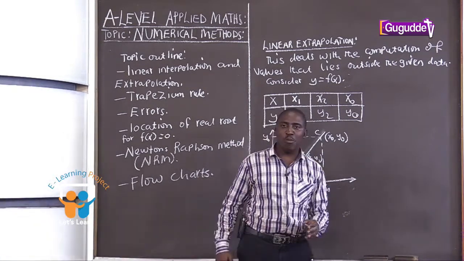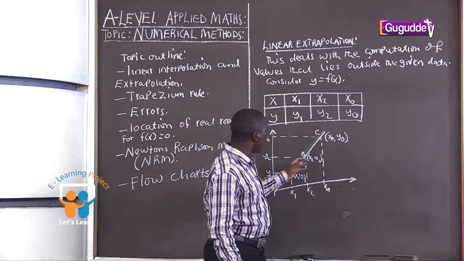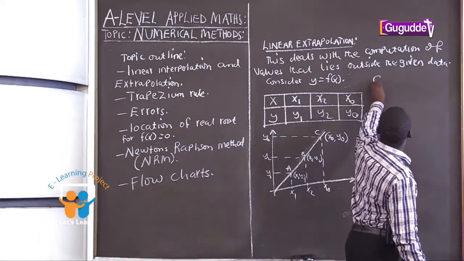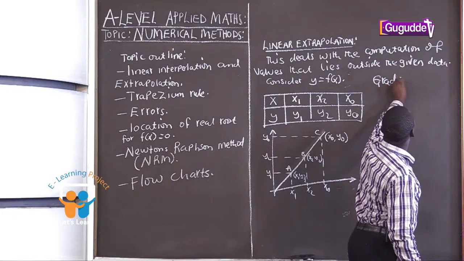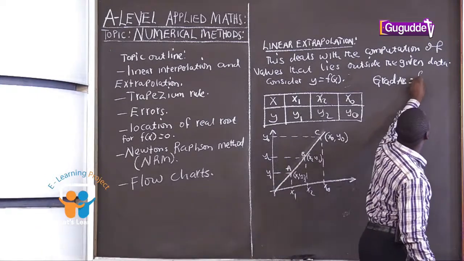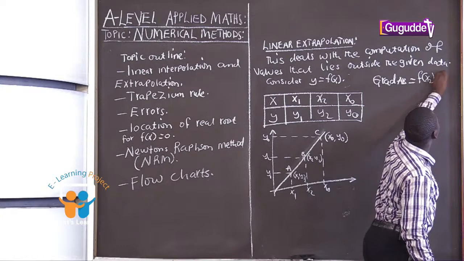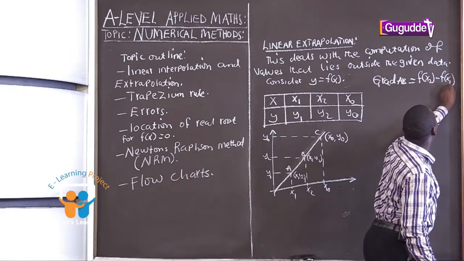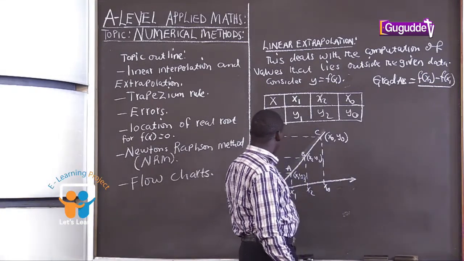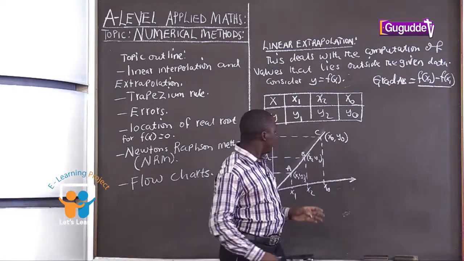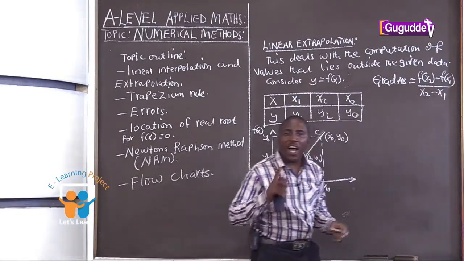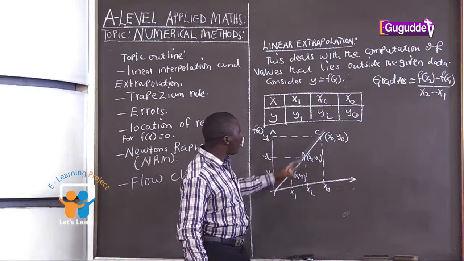So at this point, ladies and gentlemen, we can get the gradient AB. So the gradient AB will be f of x2 minus f of x1, over, remember that this is f of x, so this is y2 minus y1, the change in that, then divided by x2 minus x1. Then we go ahead and look for the gradient that contains what we are looking for.